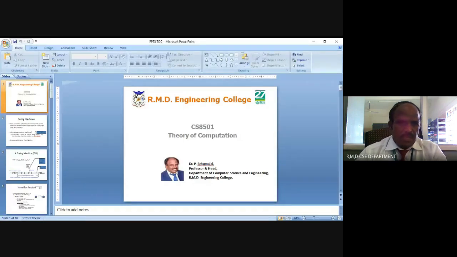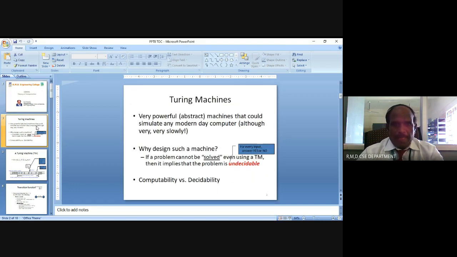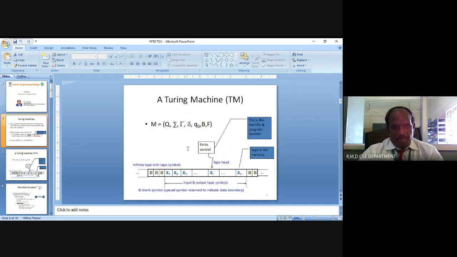Today, let us see Turing machines, our eighth topic of the theory of computation. So, what is a Turing machine? How is the Turing machine working? Let us see that. A Turing machine is a very powerful machine that can simulate a modern-day computer. Why design such a machine? If a problem cannot be solved using a Turing machine, then it implies the problem is undecidable. This is called computability versus decidability.